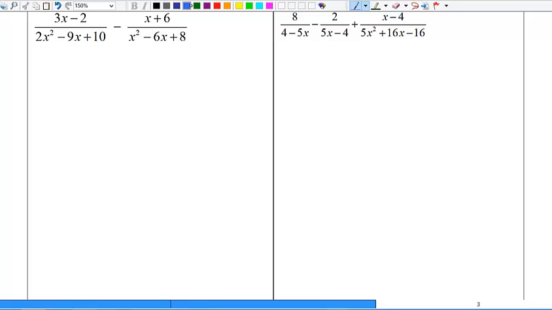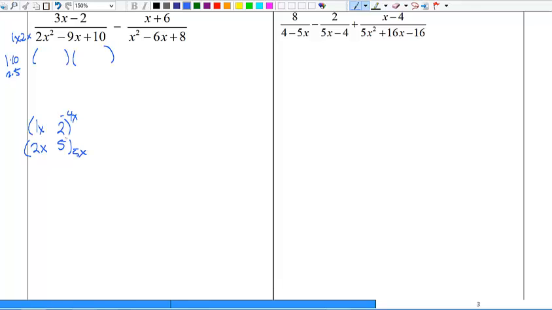On our next problem, we need to factor the denominator to find the LCD. So the factors of 2 are 1x and 2x. The factors of 10 are 1 and 10 or 2 and 5. So I'm going to try 1x and 2x and 2 and 5. I don't want the two 2's next to each other. So that's 4x and 5x.